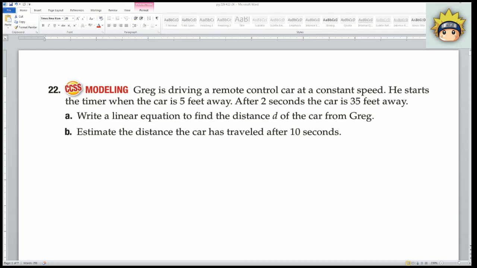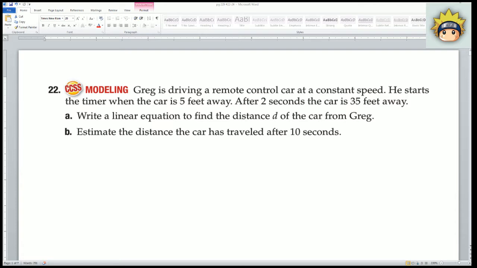This is the homework solution for page 229, problems 22, 23, and 24. We have problem 22 right here on the board. It says Greg is driving a remote control car at a constant speed. He starts the timer when the car is 5 feet away. After 2 seconds, the car is 35 feet away.